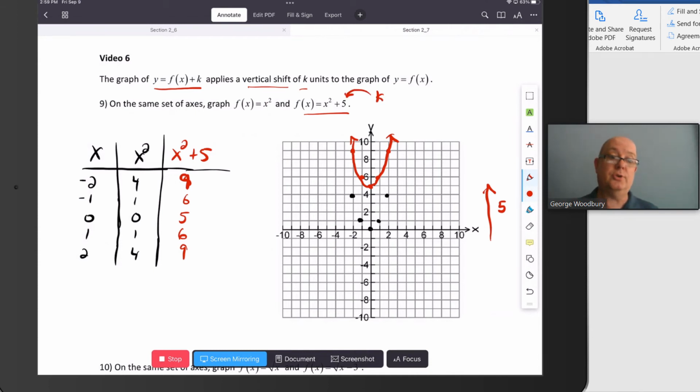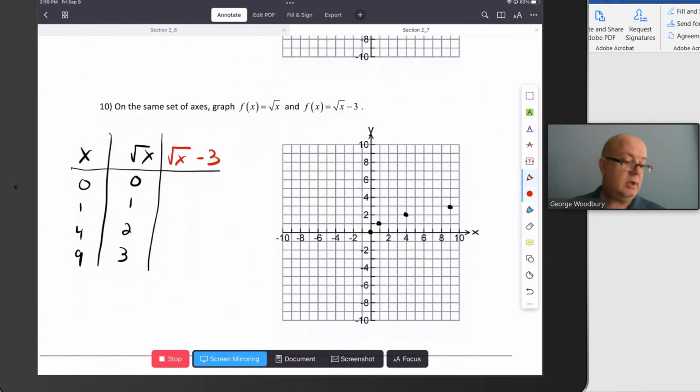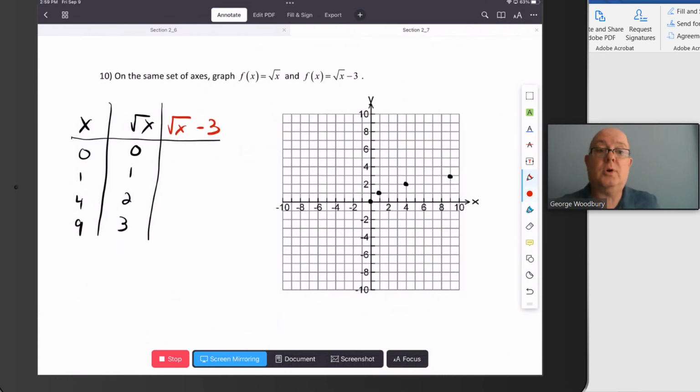Let's take a look at the other direction. The square root of x versus the square root of x minus 3. So k here is negative 3. That means that we're going to take all of those results and shift them down by 3 units.